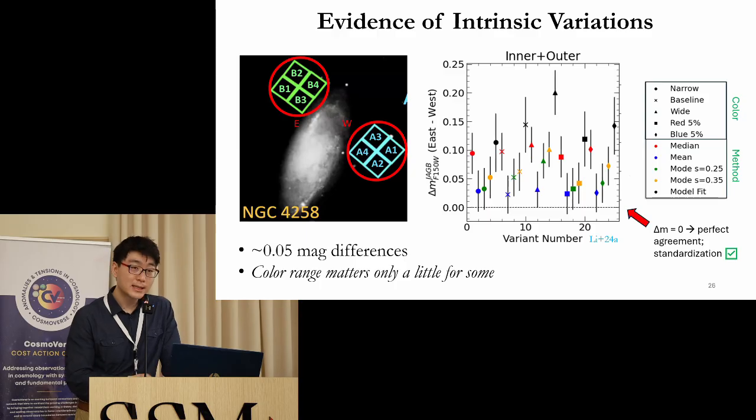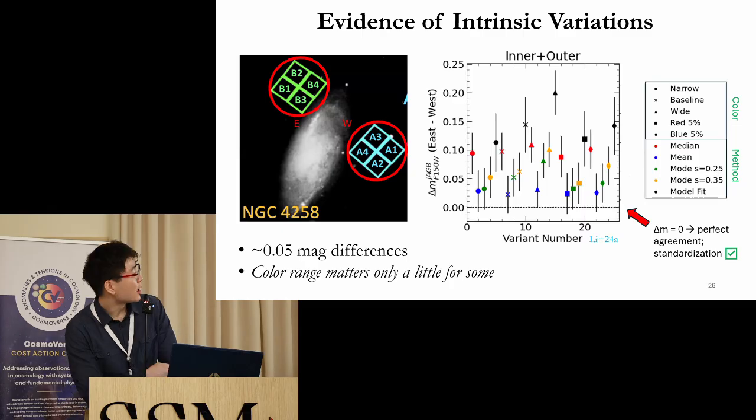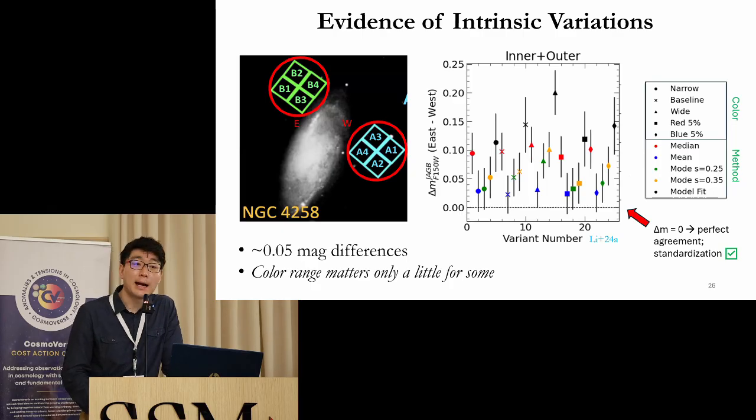Now, we performed a series of null tests, and this is one of them. We looked at NGC 4258, and here we have 2 different fields that lie on opposite sides of the galaxy. What we can do is simply measure the JGB using stars in the field right here in the B module, measure the JGB using stars here in the A module, and then compare the difference.